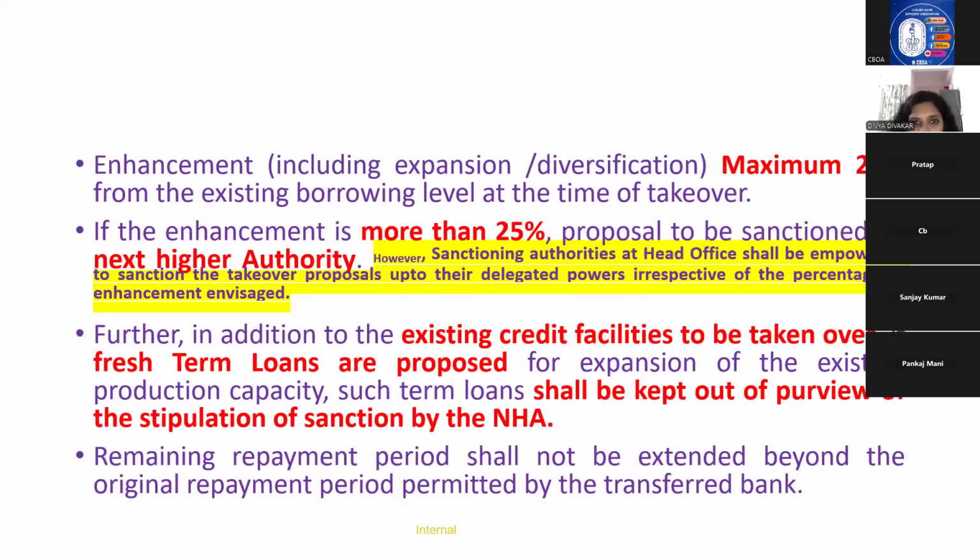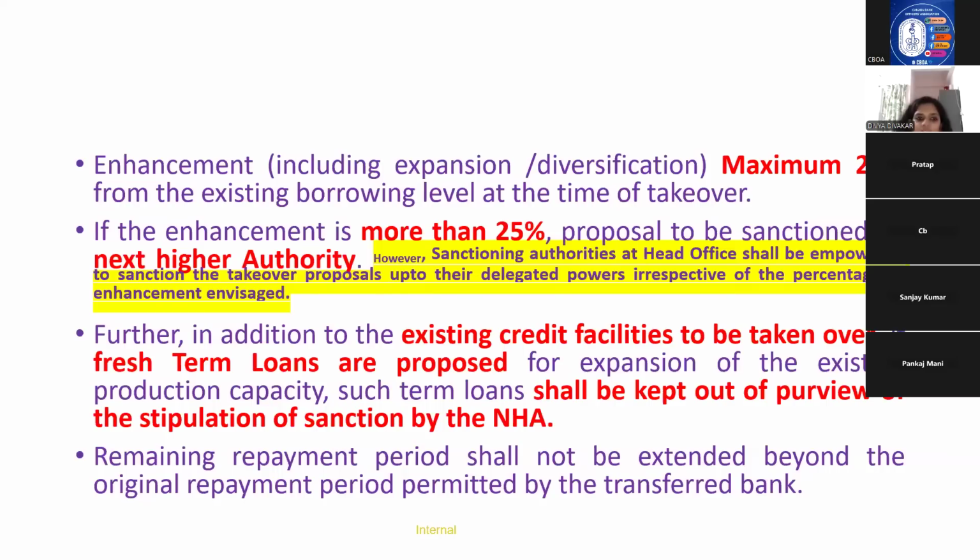In a normal case of enhancement, we'll consider up to 25%. If it is more, the proposal is to be sanctioned by the next higher authority. But at HO, the sanctioning authority at HO can sanction up to the delegated powers irrespective of the percentage of enhancement.